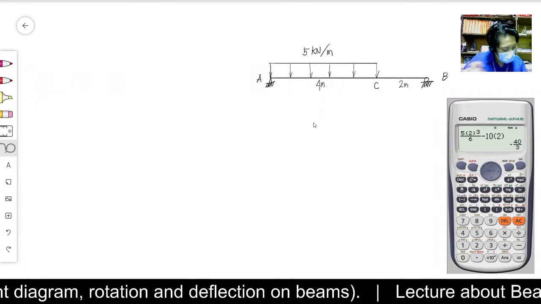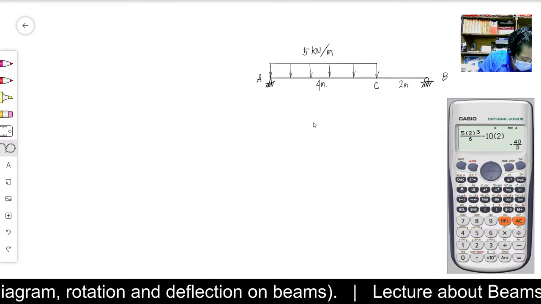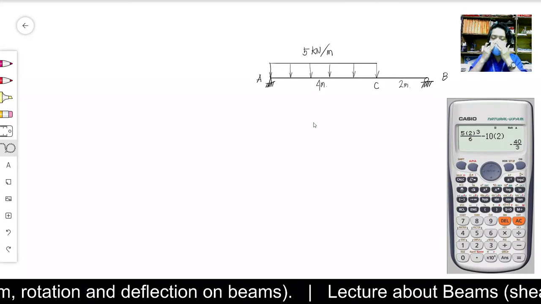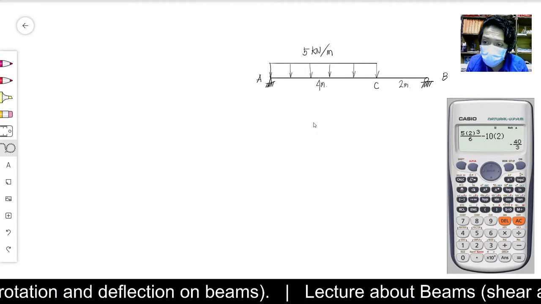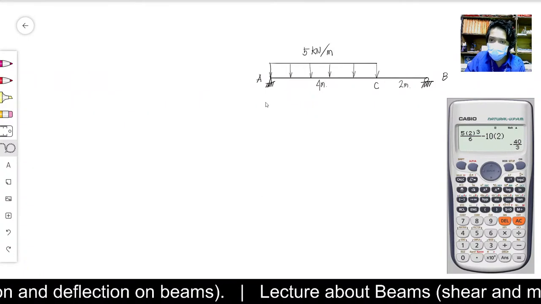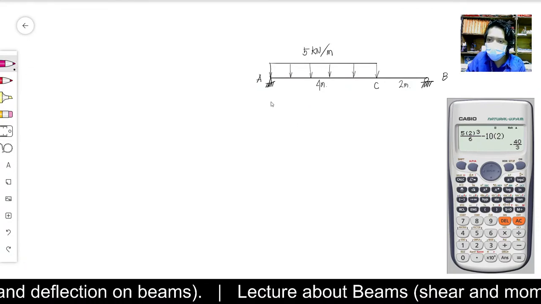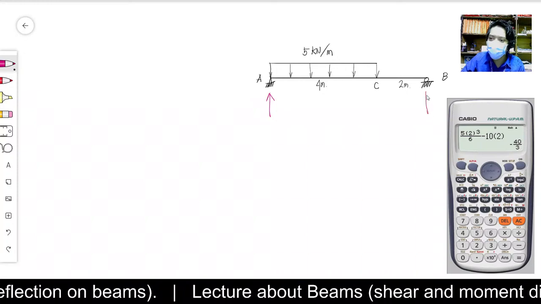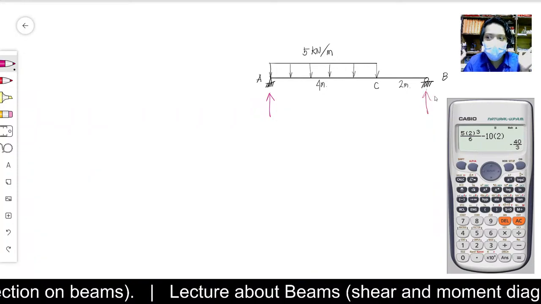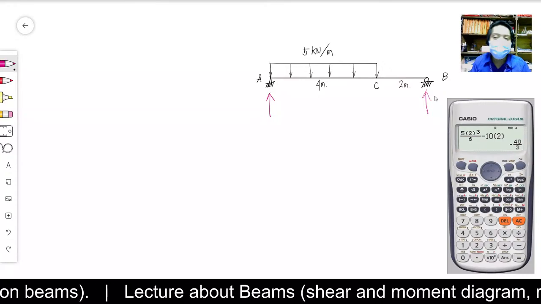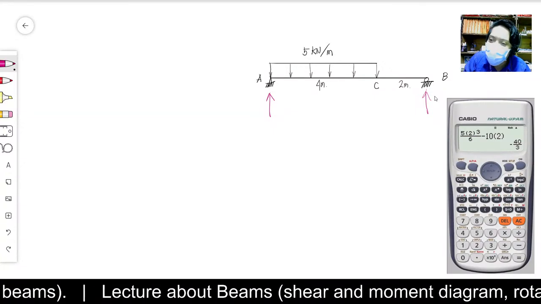Okay, let us see. Let me try to discuss this one. First, using the double integration method. Okay, kailangan muna natin ang reaction. We have to find the reaction first.